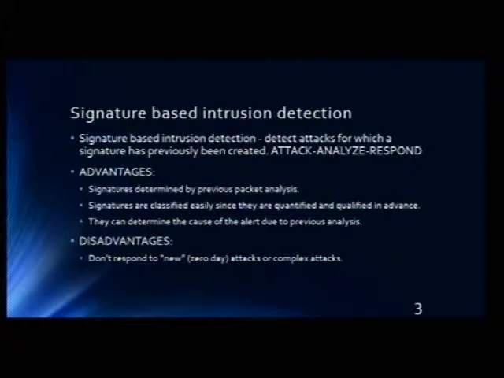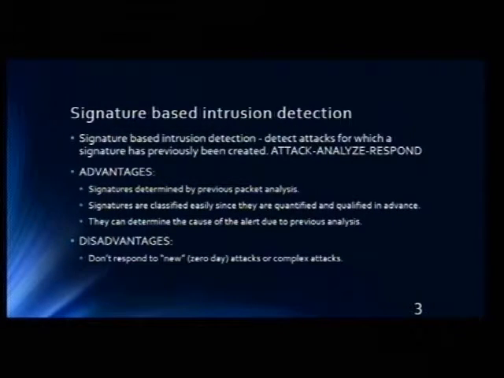Signature-based intrusion detection systems detect attacks for which a signature has previously been created. It's attack, analyze, respond. The advantages of a signature-based intrusion detection system: signatures are determined by previous packet analysis. Signatures are classified easily since they are quantified and qualified in advance. They can determine the cause of the alert due to previous analysis. Disadvantages: they don't respond to new zero-day attacks or complex attacks. So the information that they analyze has been captured previously.